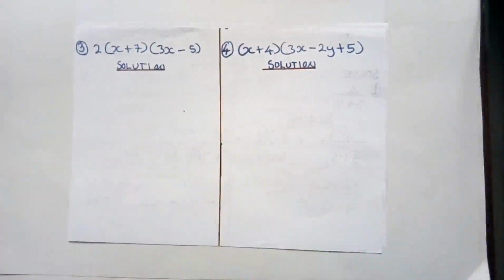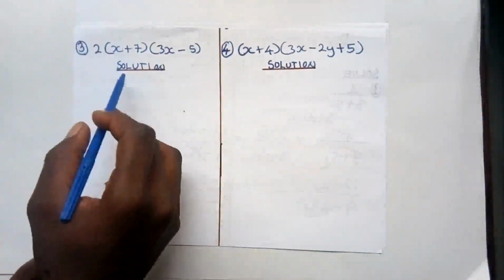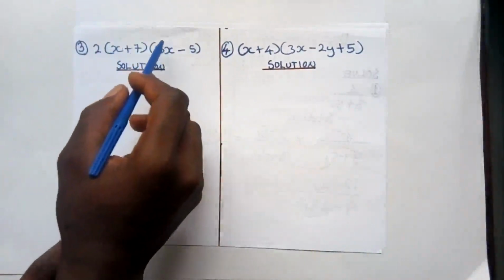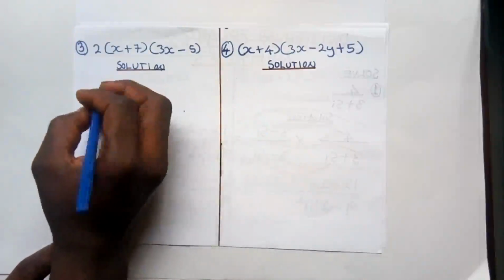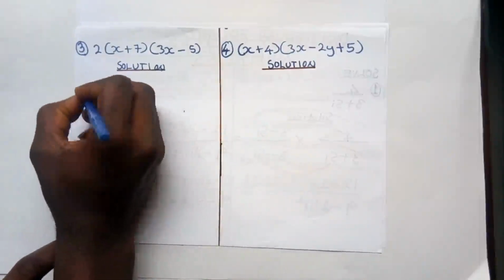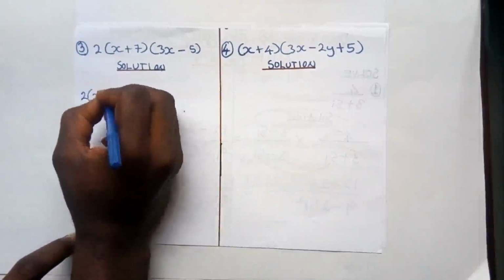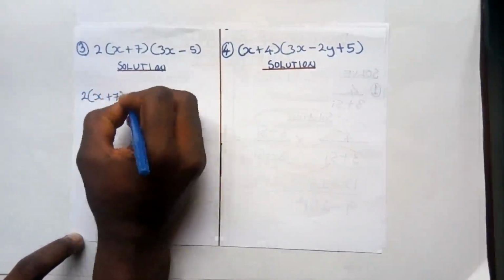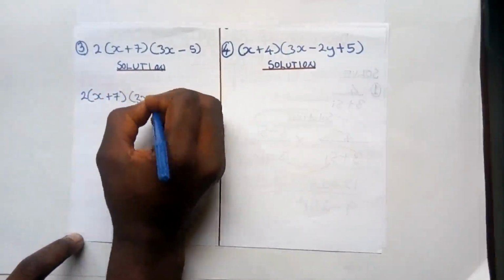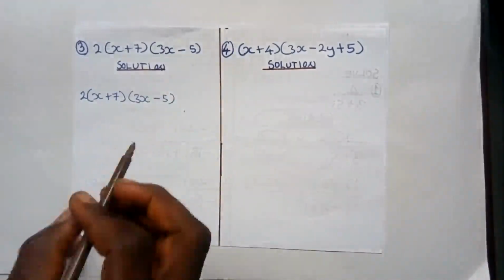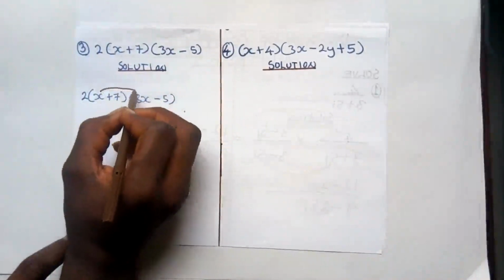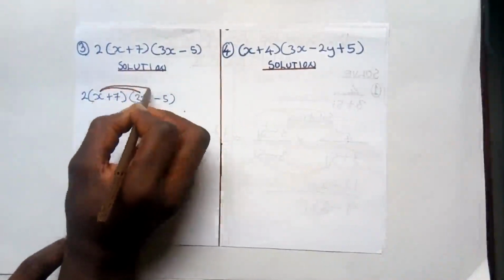Question 3. 2 multiplied by x plus 7 multiplied by 3x minus 5. Solution. 2 multiplied by x plus 7 multiplied by 3x minus 5. Just the same pattern. x multiplied by 3x and x multiplied by minus 5.